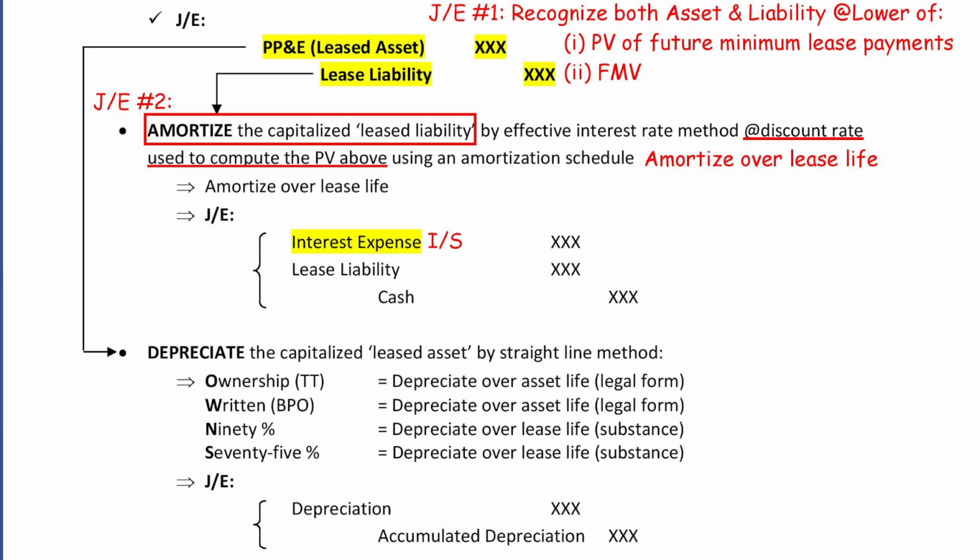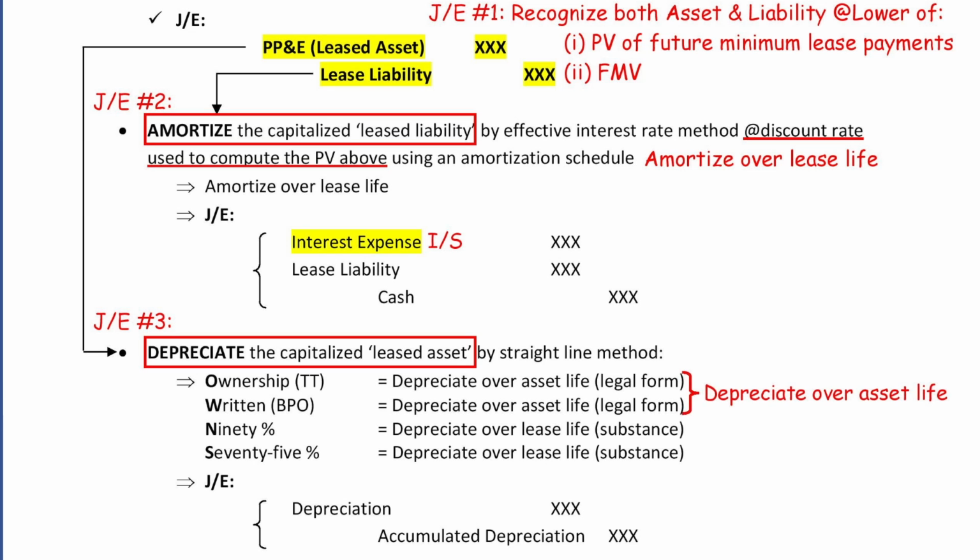Then we're looking at journal entry number 3, and put a box around depreciate the capitalized leased asset. This depreciation is by the straight line method. In case the O or the W criteria is met, put a bracket and write depreciate over asset life. In case the N or the S criteria is met, put a bracket and write depreciate over lease life. As you can understand, if the O or W criteria is met, the lessee is actually going to own the PP&E over its entire life. But in case of the N or S criteria, the lessee is going to own it over the lease term. In the journal entry, highlight the debit depreciation and write I/S because that goes to the income statement of the lessee.